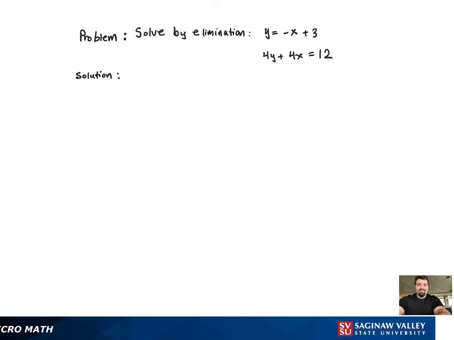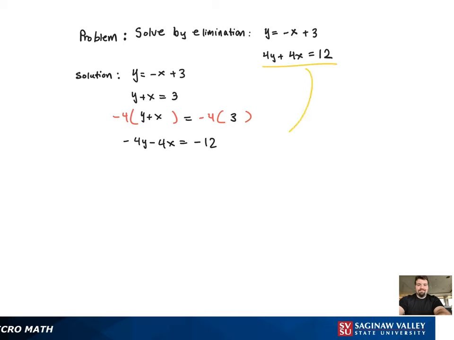The objective in the elimination method is to pick one variable and get the variable to have the same coefficient with opposite signs in the two equations. So I'm going to start with the first equation, then add the x to the other side. Now it's in the same format as the second equation. Now if I multiply by -4, I can try and eliminate the y variable, because notice how the y variable has -4 and +4 in the two equations.